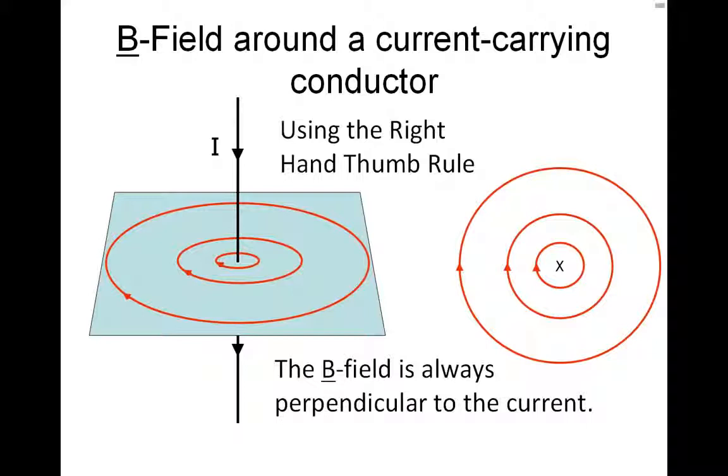They spread out further the further we get from the current itself. So that means that the flux density, B, decreases the further from the current we go.